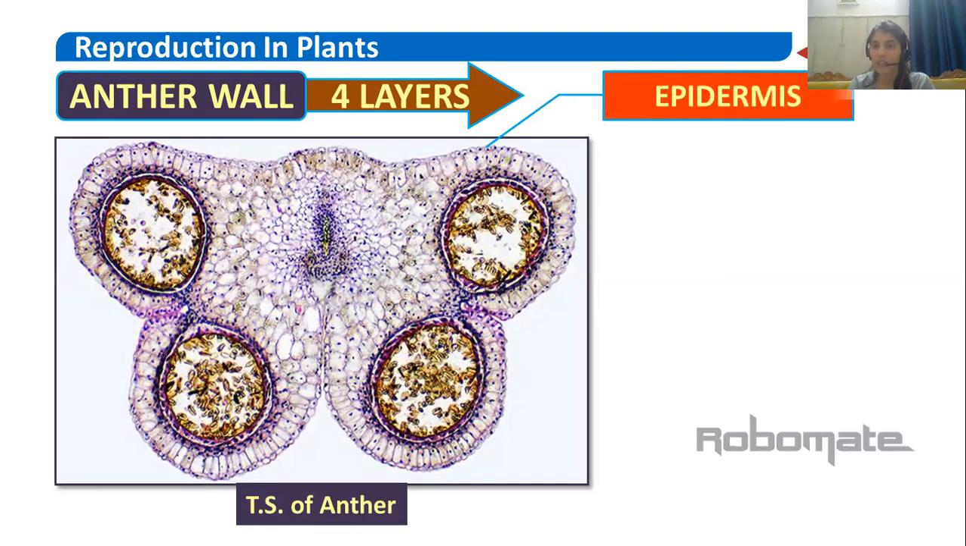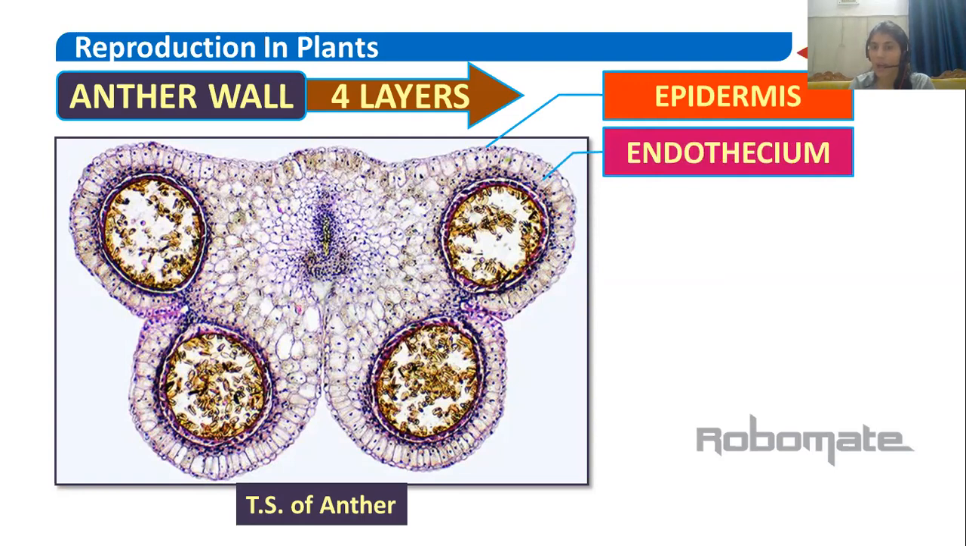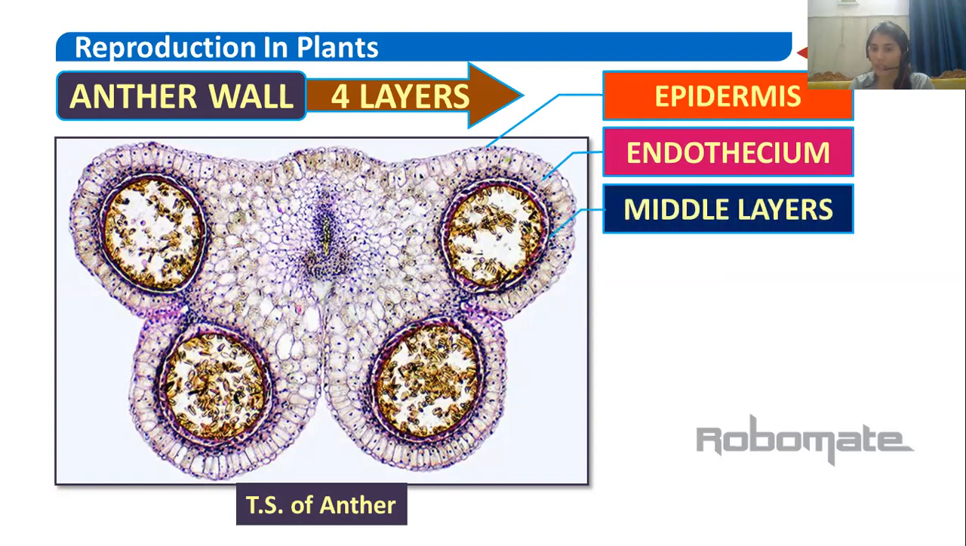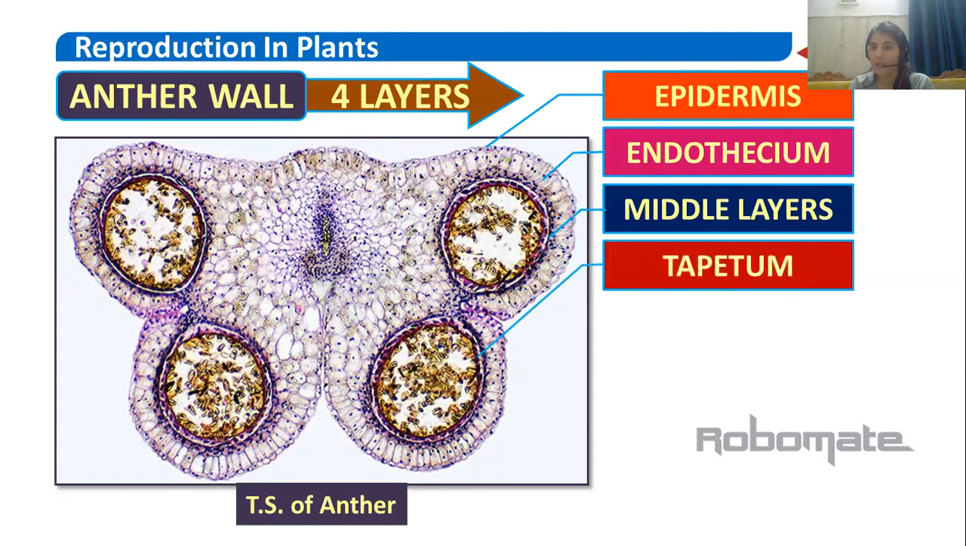The first layer, that is the outermost layer, is the epidermis. Now inner to epidermis is endothecium. Inner to endothecium are the middle layers, and inner to middle layers is the tapetum. This tapetum is the innermost layer. So what are the four layers from outside to inside? Epidermis, endothecium, middle layers, and tapetum.